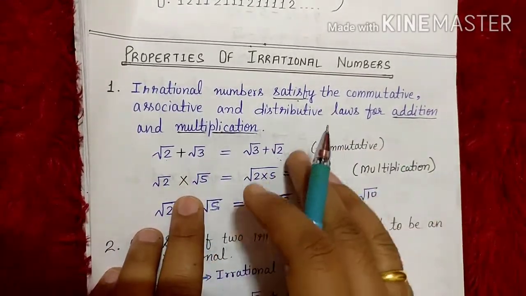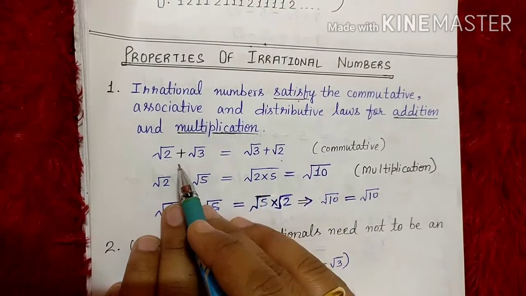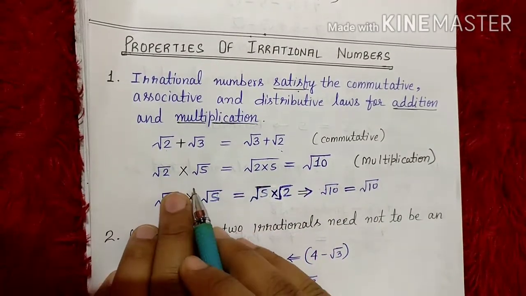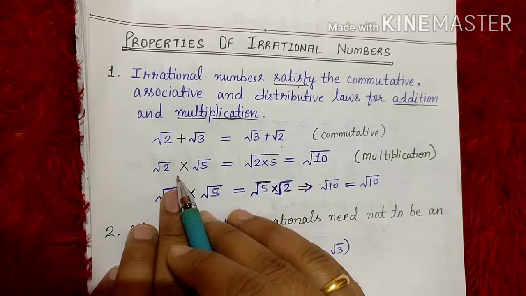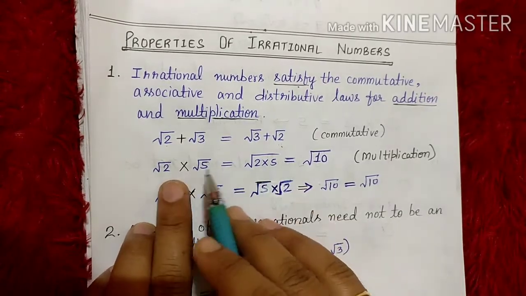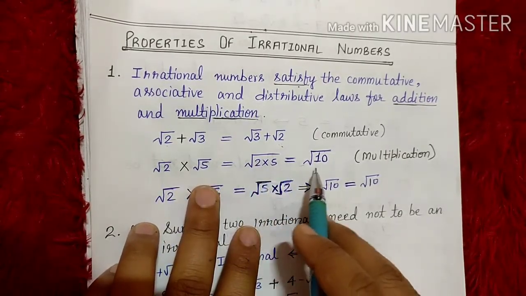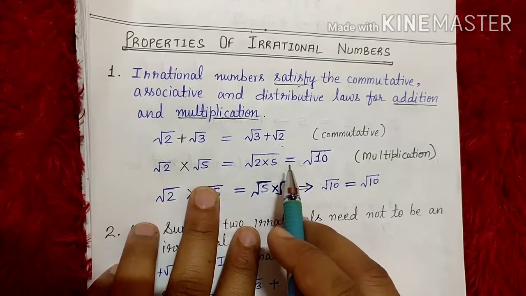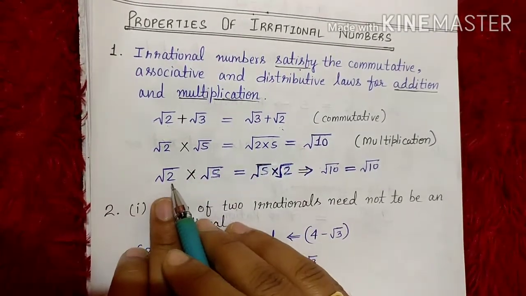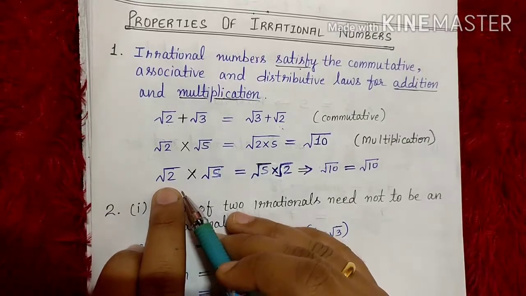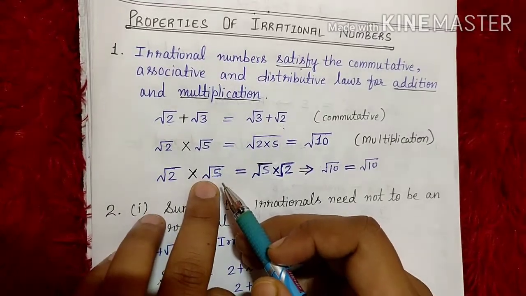And now we check the commutative property under multiplication, since we have checked under addition. We know that if you multiply root 2 into root 5, 2 and 5 will come under one root, and then root 10 will come. Use this property here. Look here: root 2 into root 5. Root 2 is an irrational number. Root 5 is also an irrational number.